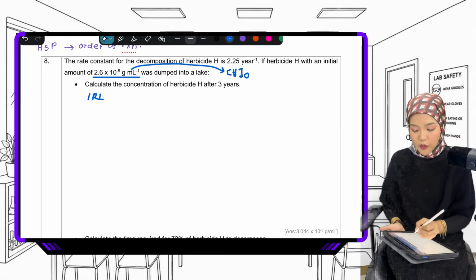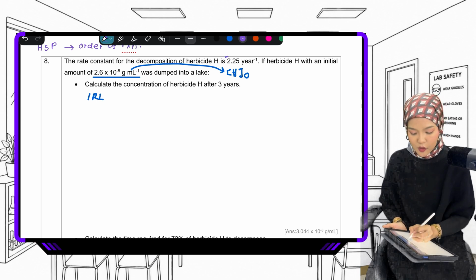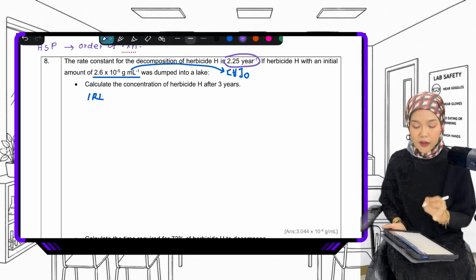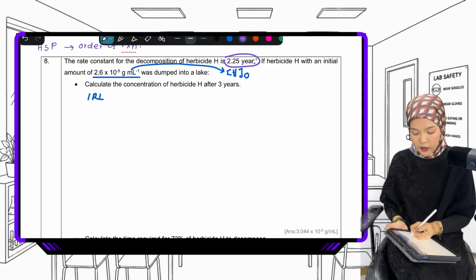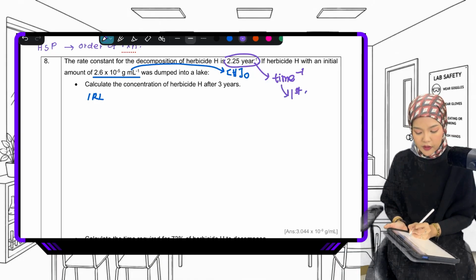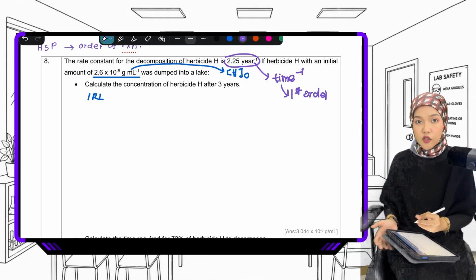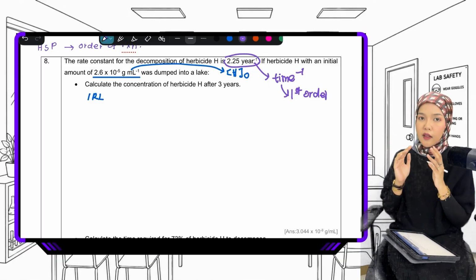How do we know that this is a first order reaction? This is through the k unit. If the unit is time minus 1, then we know that this is first order. You can scroll back to the table, I have put the units there.